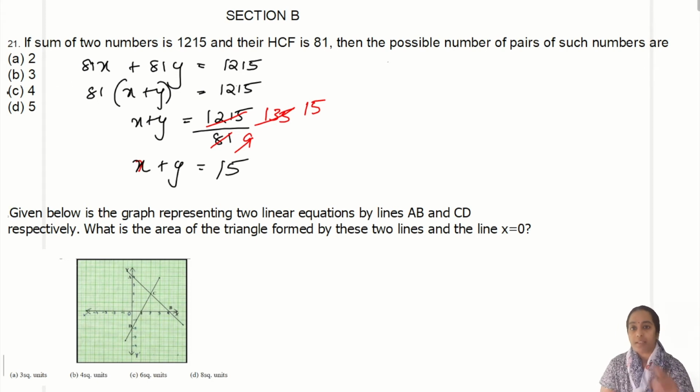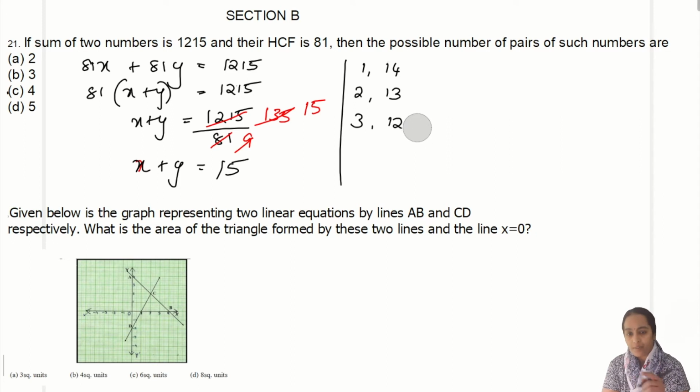So we know that x and y are co-prime here. So we have to see what combination of x and y will give you 15. X could be 1, then y will be 14. X could be 2, y will be 13. X could be 3, y will be 12. So this pair is not possible because 3 and 12 are not co-prime. It is divisible by 3 here. So it's not possible. If x is 4, y could be 11.